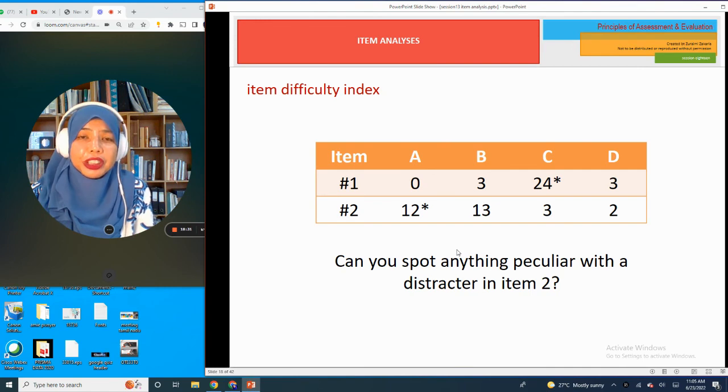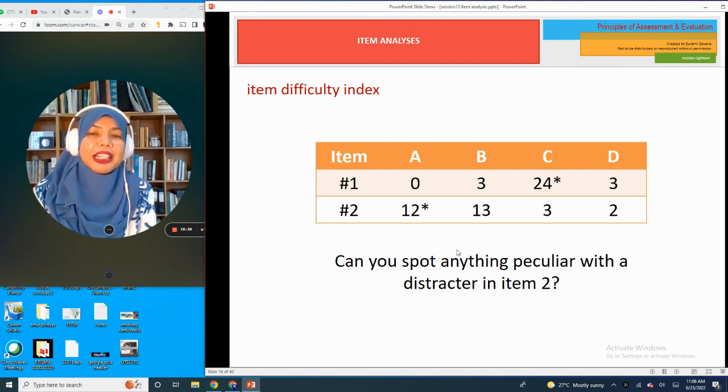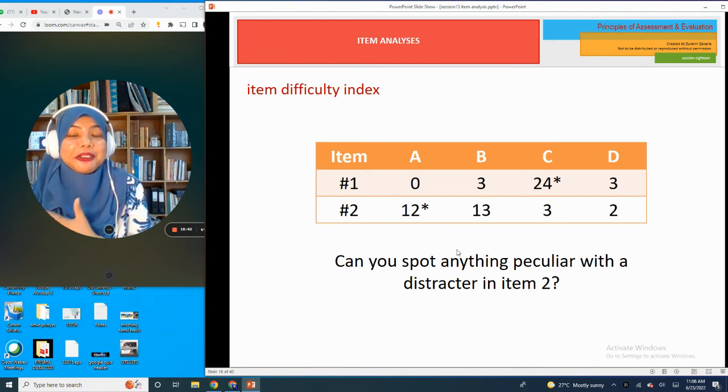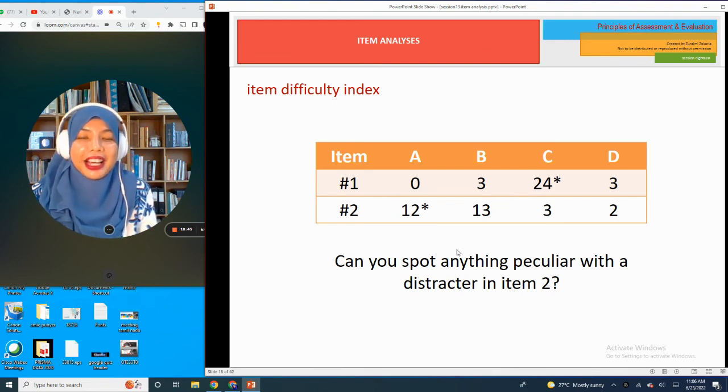So in the next video, we are going to focus on one exercise that has a set of items based on a set of data. Okay, so we'll do that in our next video.